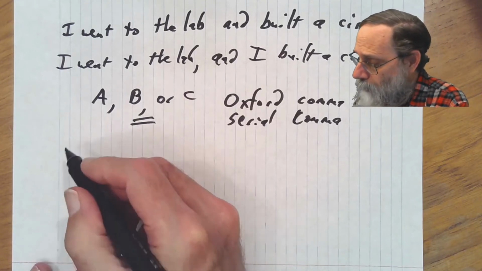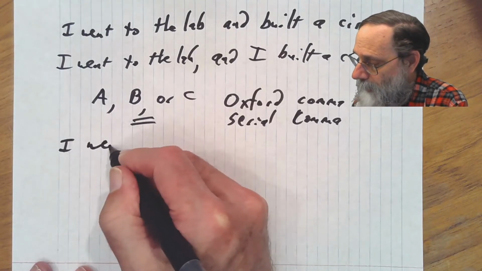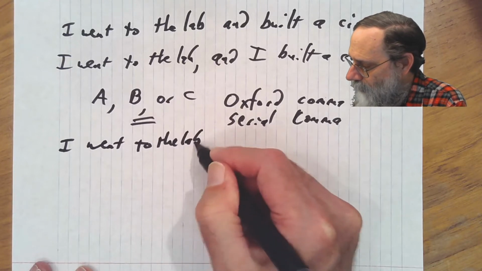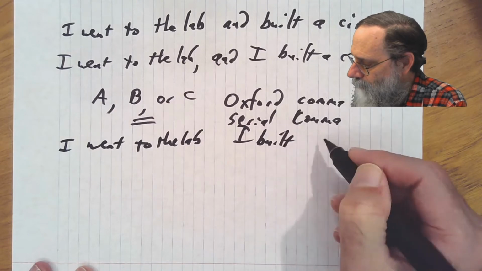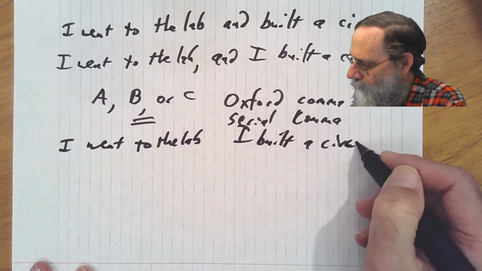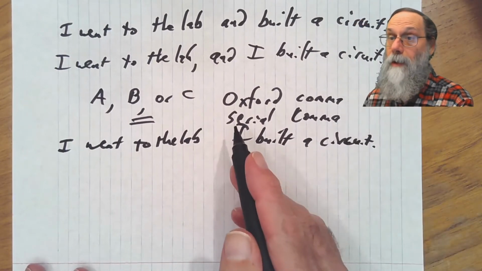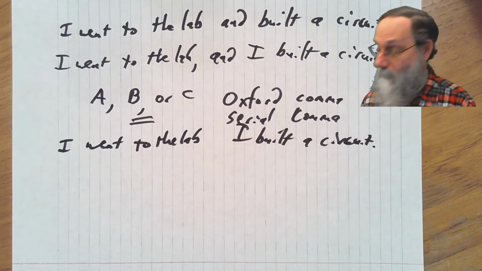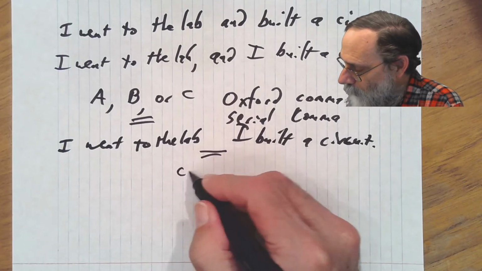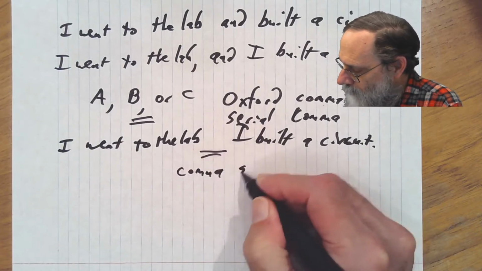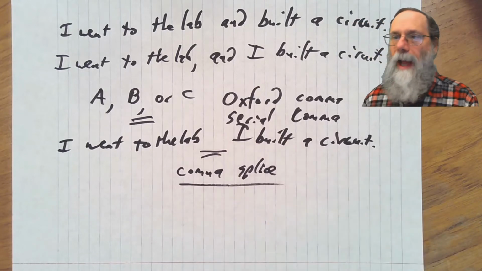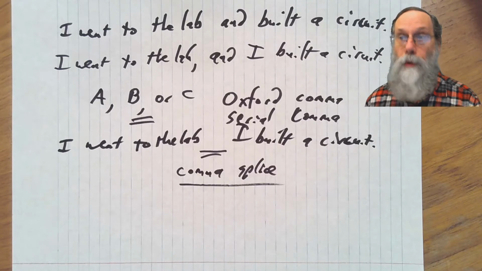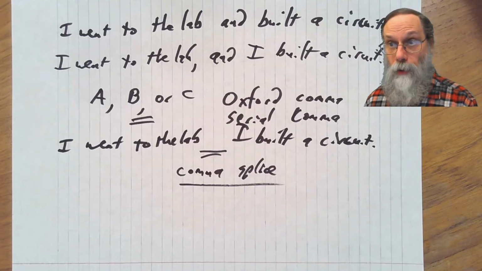What if I want to put the two sentences together, but I don't want a conjunction? I went to the lab. I built a circuit. Do you put a comma here or not? Answer, absolutely not. Putting a comma here would be what's called a comma splice. And you cannot put a comma there. You cannot join two sentences with just a comma. There are several other choices.